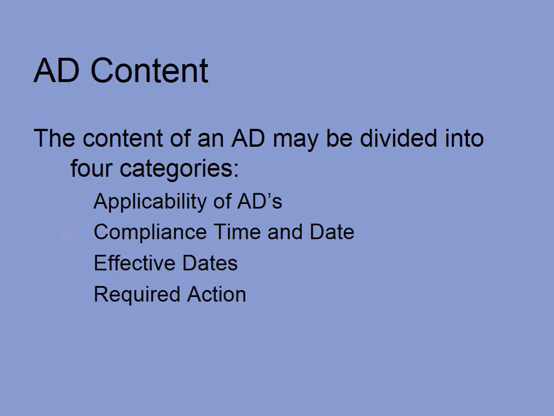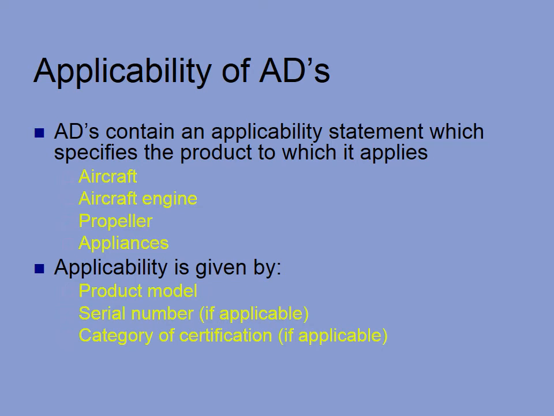The content of an airworthiness directive may be divided into four categories: applicability, compliance date and time, effective dates, and required action. Airworthiness directives contain an applicability statement which specifies the product to which they apply, whether it be the aircraft engine, propeller, or appliance. Applicability is further determined by the product model, the serial number, or the category of certification.